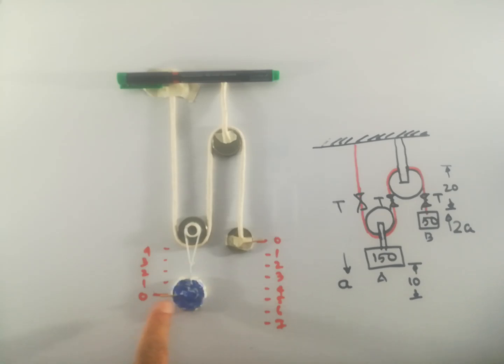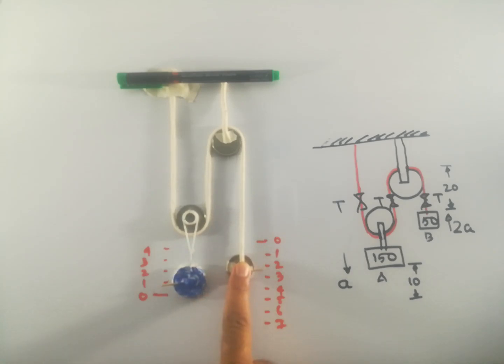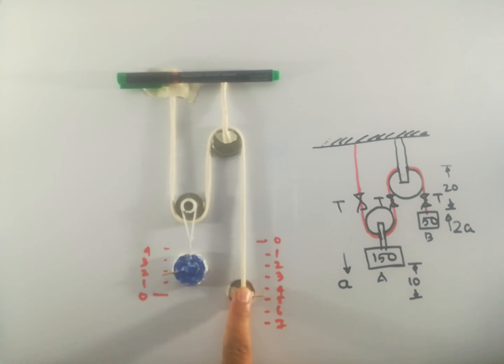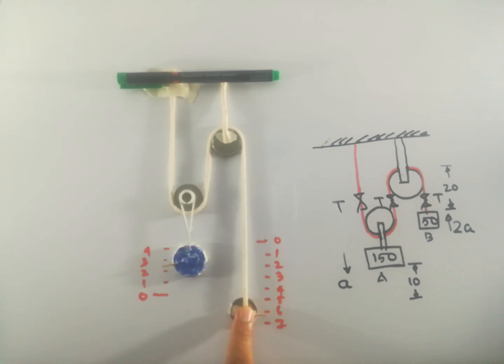Here, I have marked through 0 to 4, that is 4 centimeters. Okay. Now, I will pull this block through 6 centimeters and just see by how much this pointer will move. Okay. We will start. So, I am pulling it down to 3, 4, 5, 6. I have reached 6. By how much this block, that is 150 block, has moved, it has moved through only 3 centimeters. See, it has moved through only 3 centimeters.